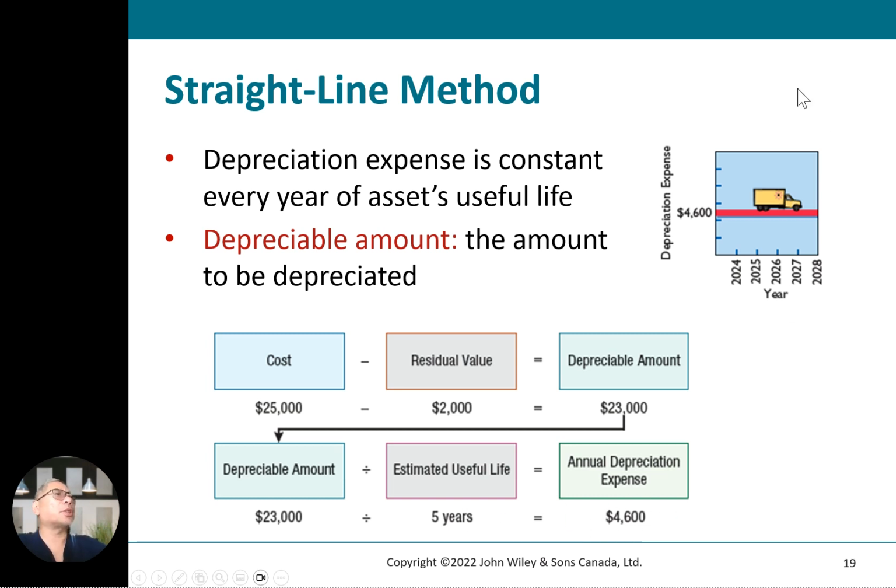This is an example of a truck given to you. The cost is 25,000. The salvage value is 2,000, because of the residual value. Divided by 5, the cost per year will be 4,600.